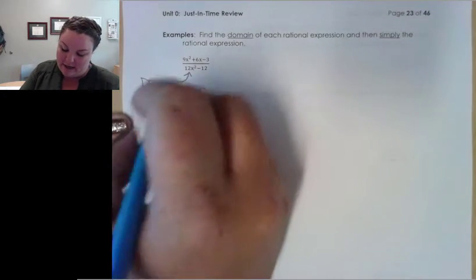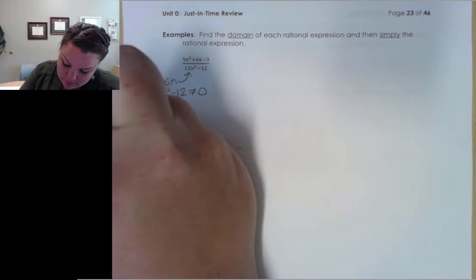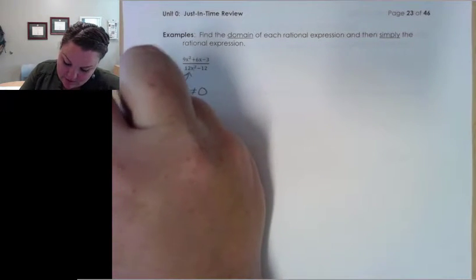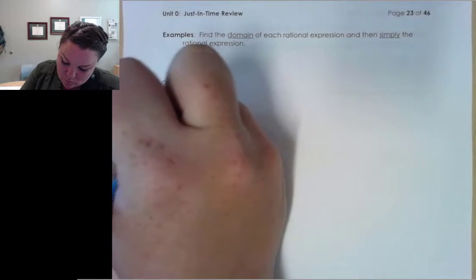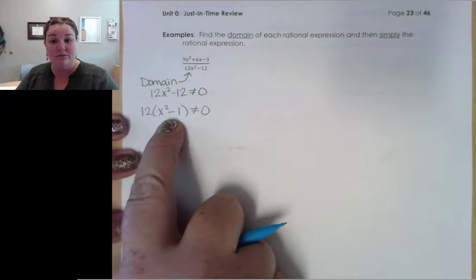So I'm going to go ahead and find my greatest common factor, which in this case is 12. And that leaves me with x squared minus 1. Okay. And then I need to see if this will factor further, which it should be able to factor further, right?